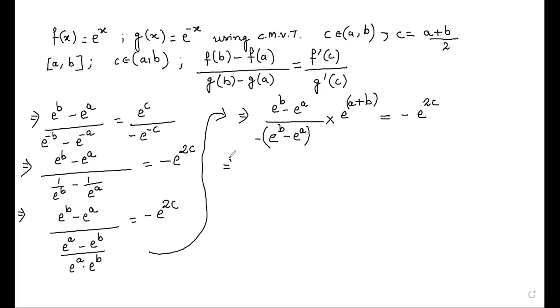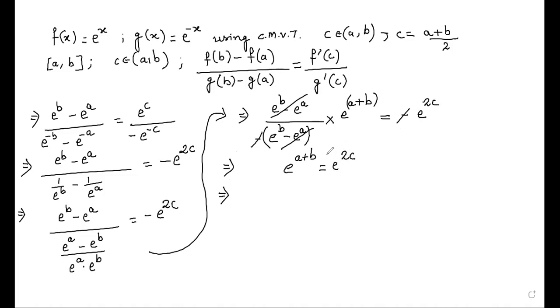So now it becomes what? This gets cancelled. The negative sign is there, so the negative sign cancels from both sides. So we will have e to the power of A plus B equals e to the power of twice C. Since the bases are the same, the exponents should also be equal.